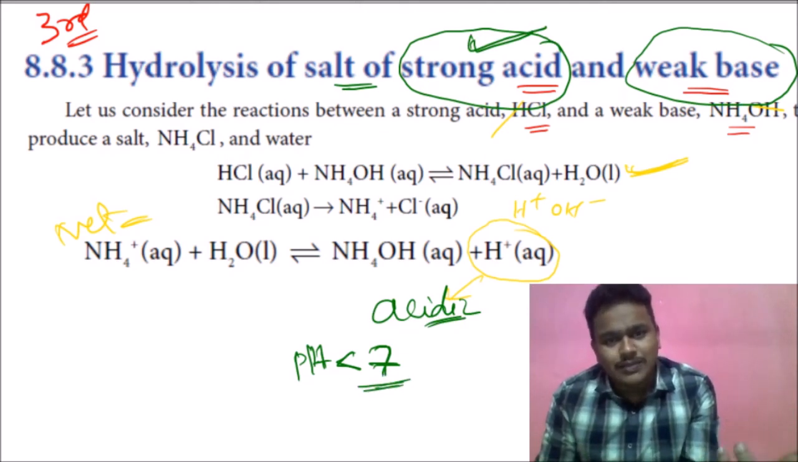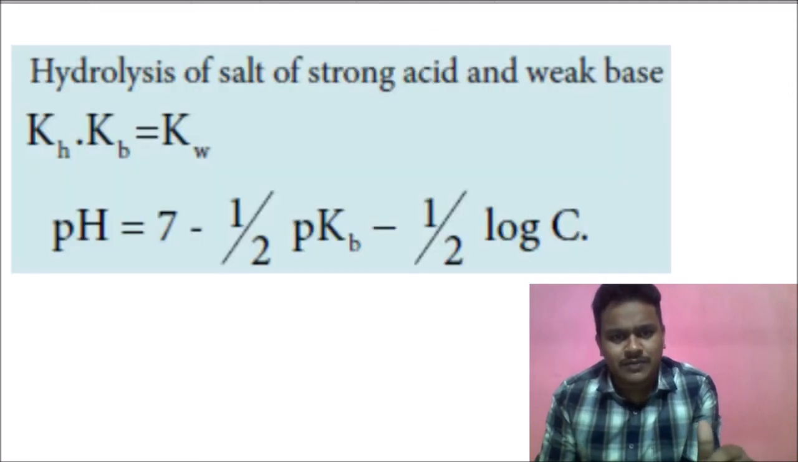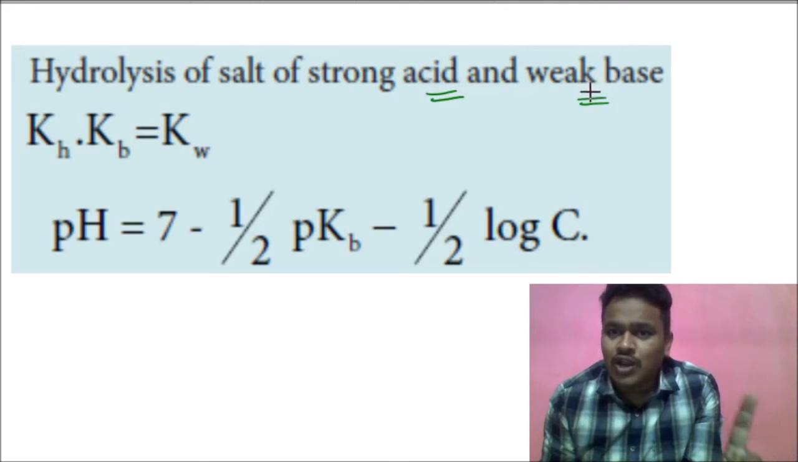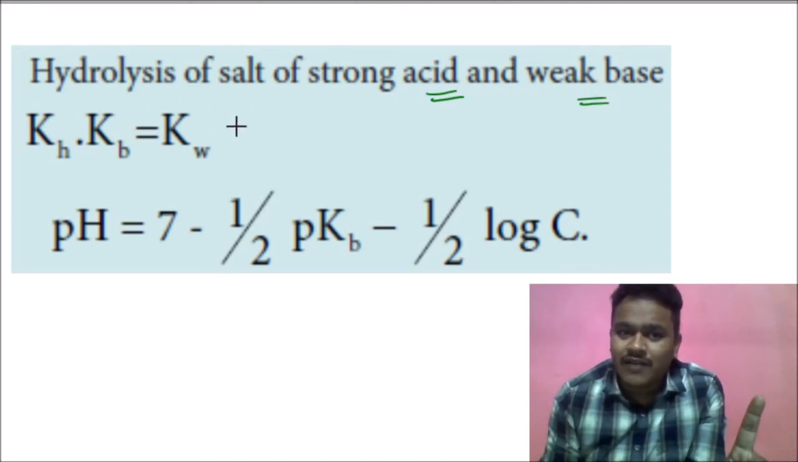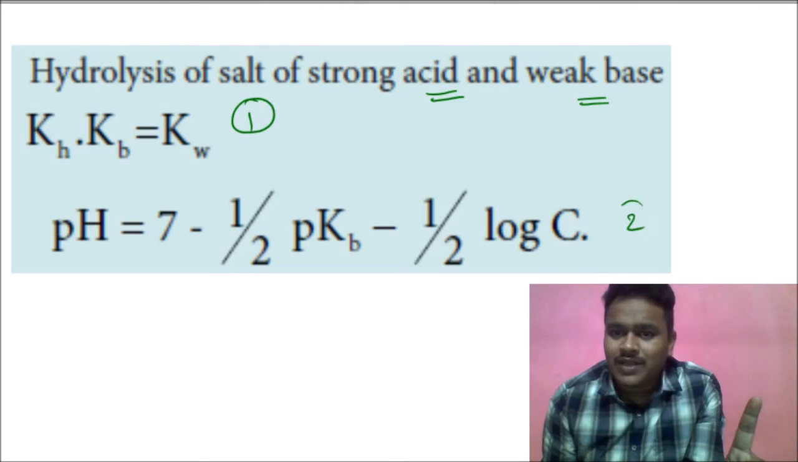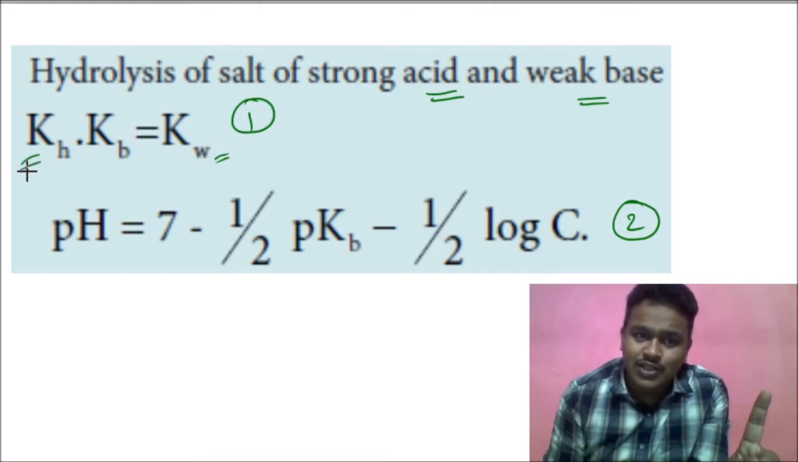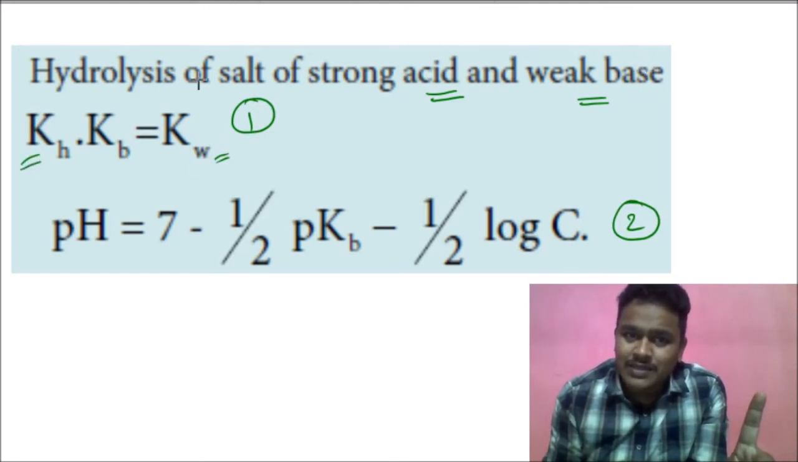In a similar way, what is the pH expression for hydrolysis of a salt of strong acid and weak base? Strong acid, here, and weak base. I told you at the start of the video, we are deriving the first and second expressions now. When you are writing the first expression, Kw is common, Kh is also common. Here weak acid means Ka will come. Here weak base means Kb will come. That we discussed. This is over.